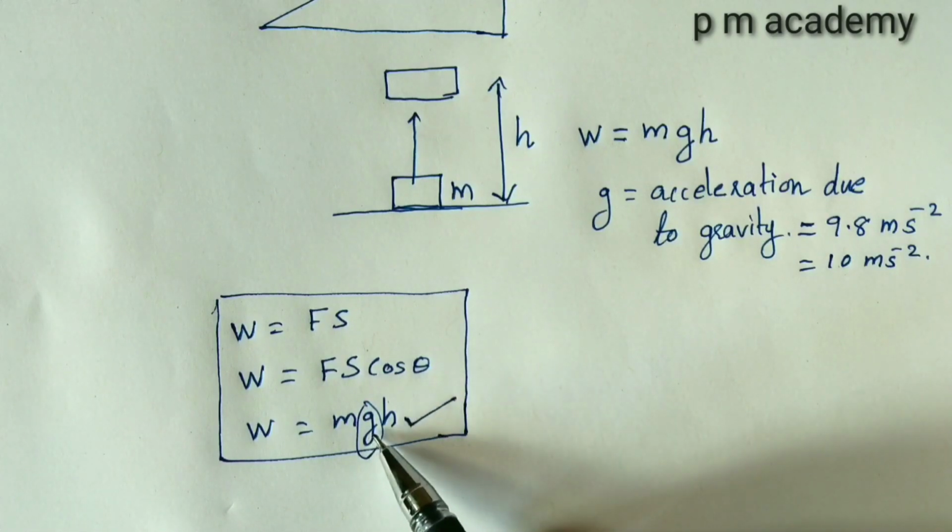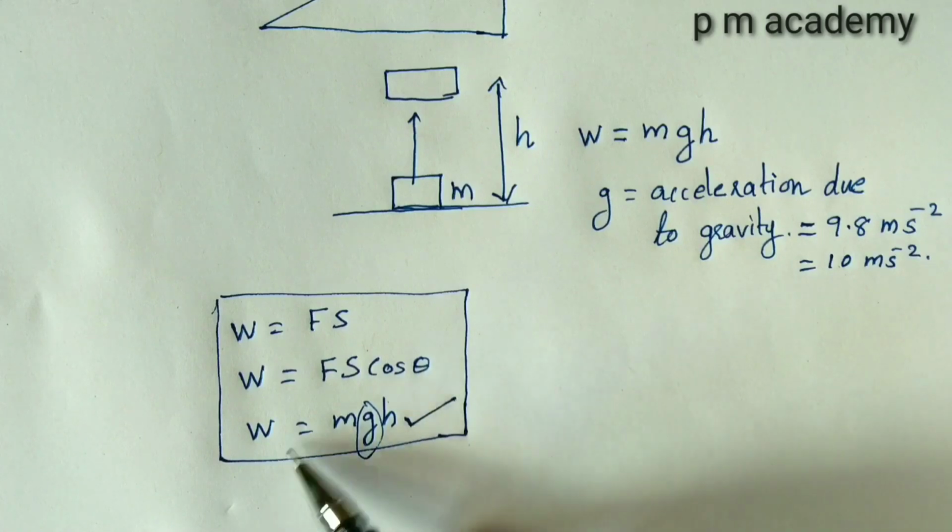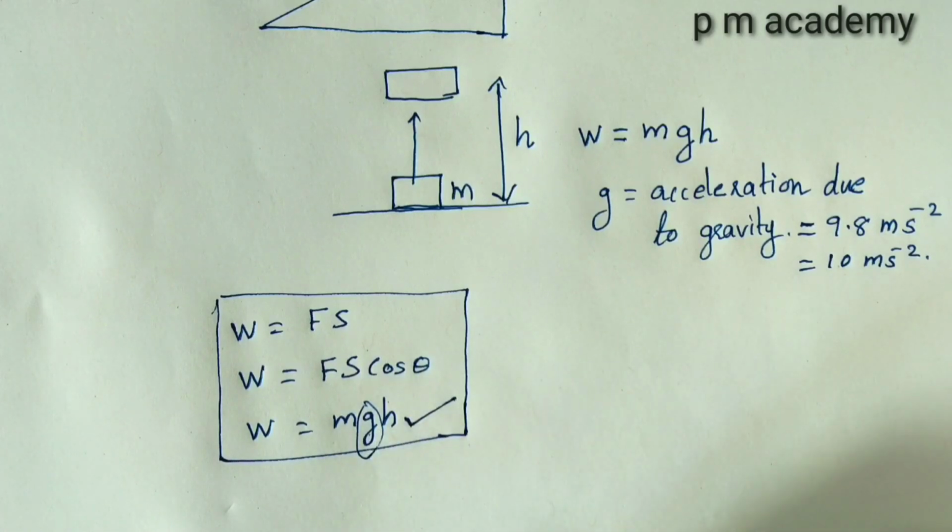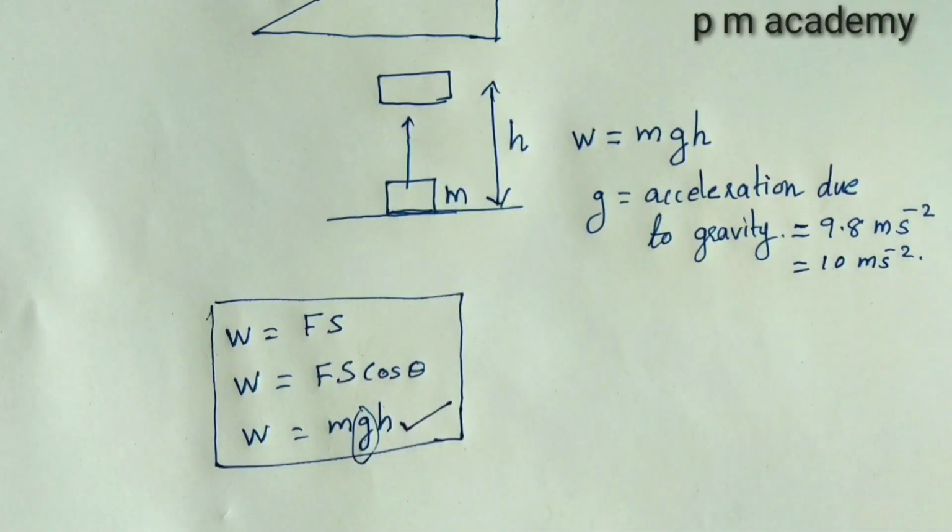If you are raising an object to a particular height h against the gravitational force, then work done is equal to mgh. These three formulas you already learned in the previous class. I am only revising those concepts. Then let us imagine a situation.